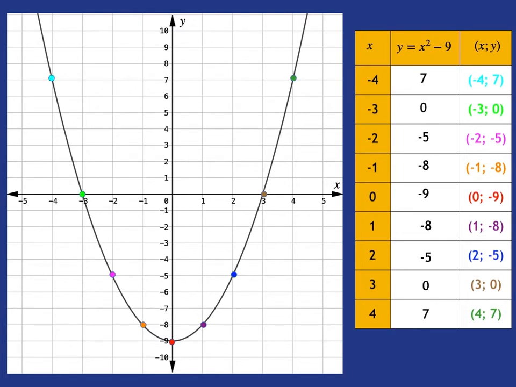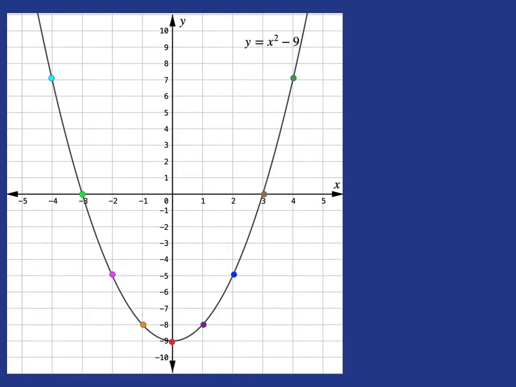Now, I can ask myself some questions about this. First thing to notice is, when I've drawn up this graph, do you see there up at the top right hand, I've actually labelled the graph, showing that this graph shows all the points that are related by that equation, y is equal to x squared minus 9.